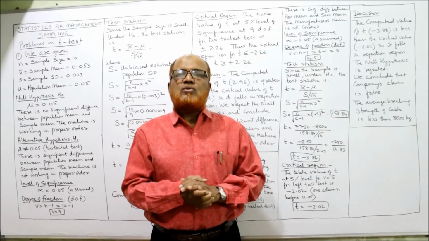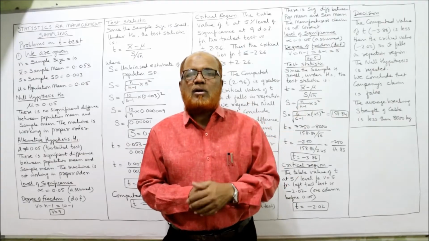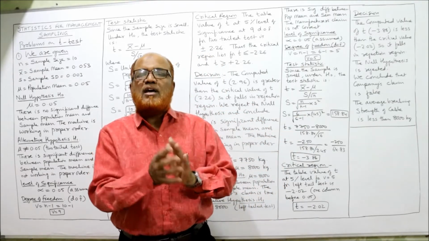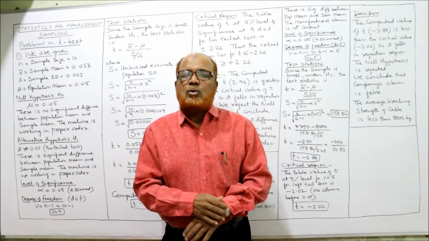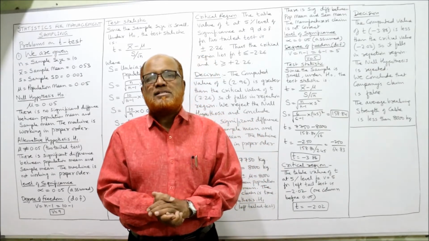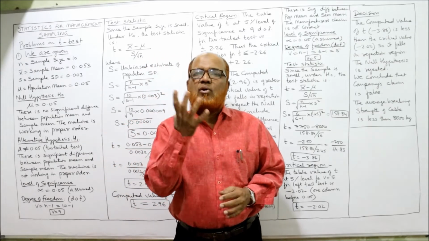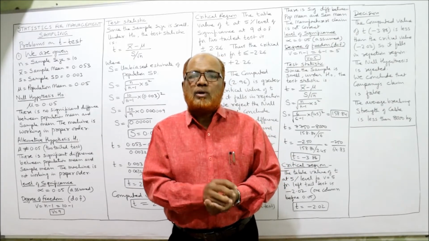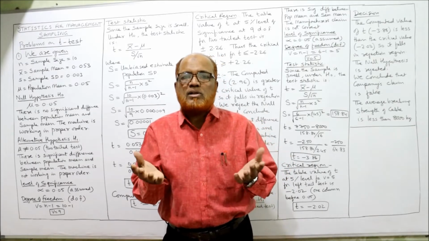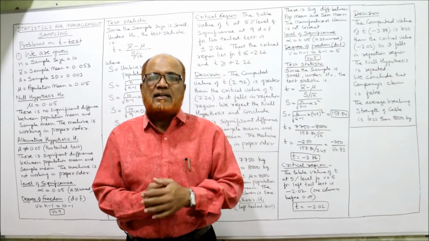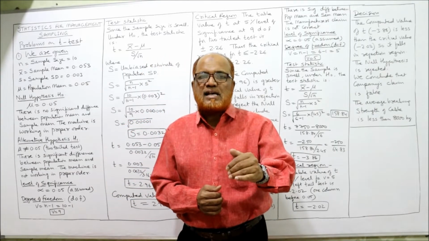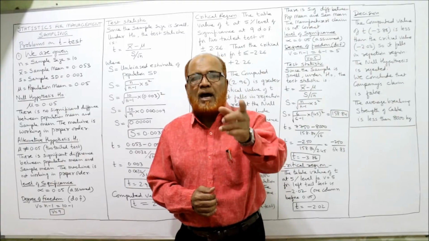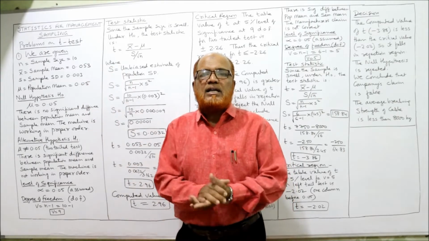Now the company wants to find out whether the settings are correct or not, whether the machine is working in proper order or not. To check that, a sample is taken. The sample is 10 washers. So sample size is 10. So here makes the point clear. It's a small sample because less than 30. Less than 30 sample size is a small sample, and for small sample we apply t-test.